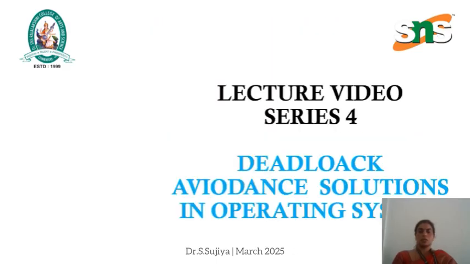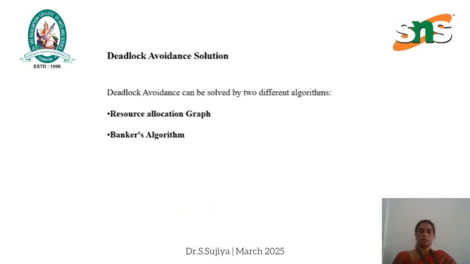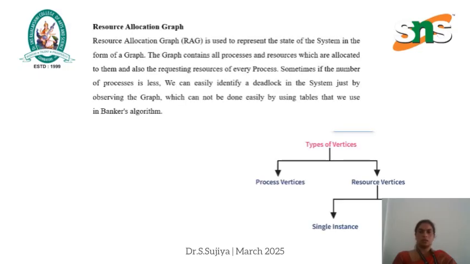Today in Series 4, I am going to discuss the deadlock avoidance solutions in operating systems. Deadlock avoidance is solved by two different algorithms, that is, the resource allocation graph and Banker's algorithm.